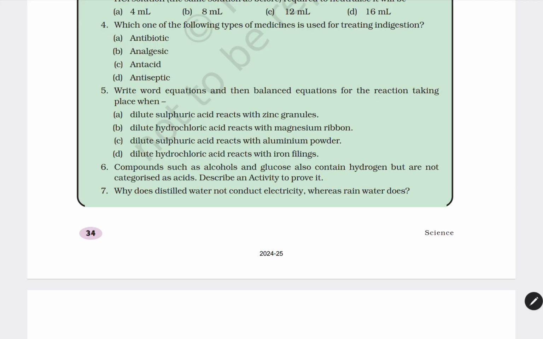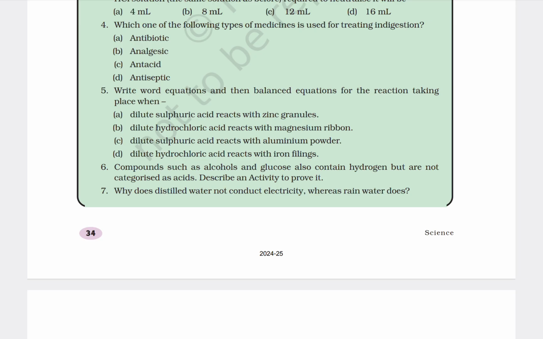Next, compounds such as alcohols and glucose also contain hydrogen but are not categorized as acids. Describe an activity to prove it. So why? Acids release H+ ions only in the presence of water, right? So alcohols and glucose do not ionize in water to release H+ ions. Hence they do not show acidic properties.